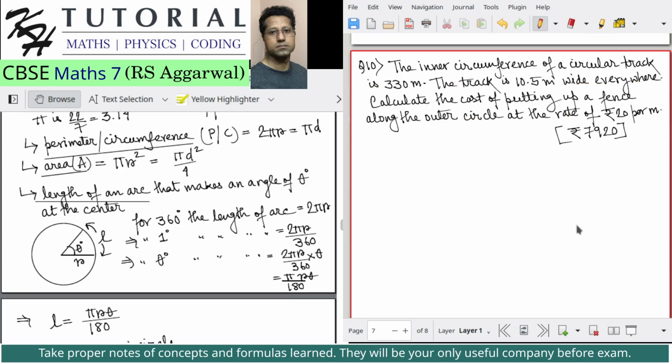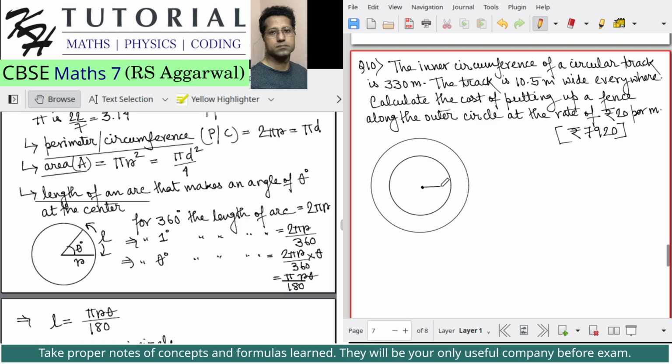The inner circumference of a circular track is 330 meter. The track is 10.5 meter wide everywhere. Calculate the cost of putting up a fence along the outer circle at the rate of ₹20 per meter. So again we have a circular track, and there is an inner circle and there is an outer circle.